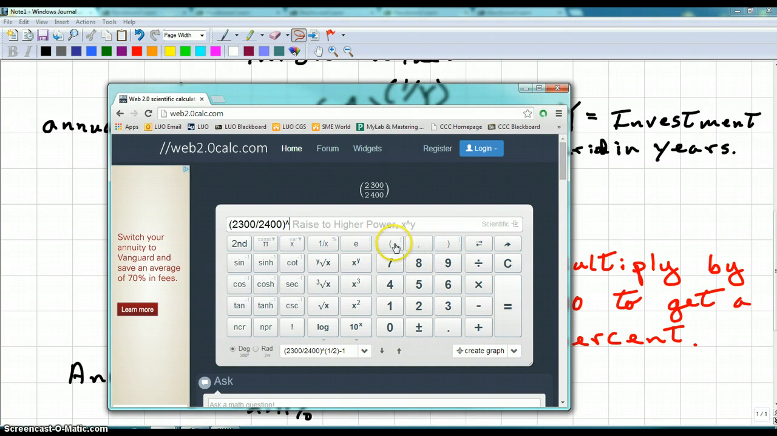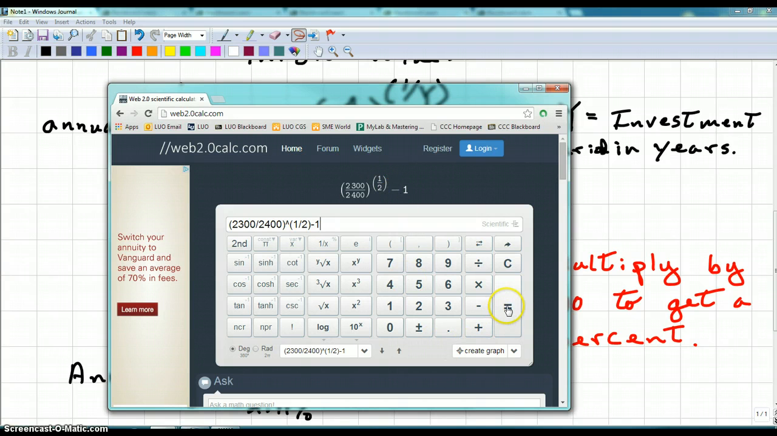Once again, I'm going to open parentheses because I'm going to be doing a division. It's going to be 1 divided by the number of years, which in this case is 2. And notice that it's giving me exactly what we have written, 2,300 over 2,400 raised to the 1/2 power. Now up here in the display field, if I left click, close parentheses, I can now do the minus 1, and it's going to show up outside the parentheses and outside the exponent.